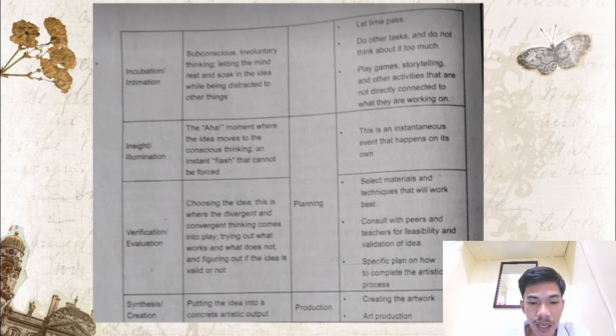So finally, we have the synthesis or creation. So putting the idea into concrete artistic output. So we have synthesis or creation, also called the production stage. So this is where the artist finally creates the artwork and turns the plan, turns the idea, into a finished piece.